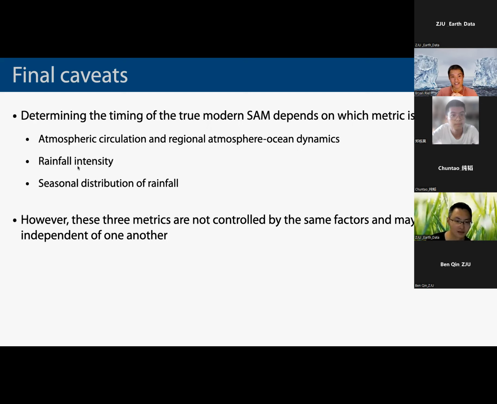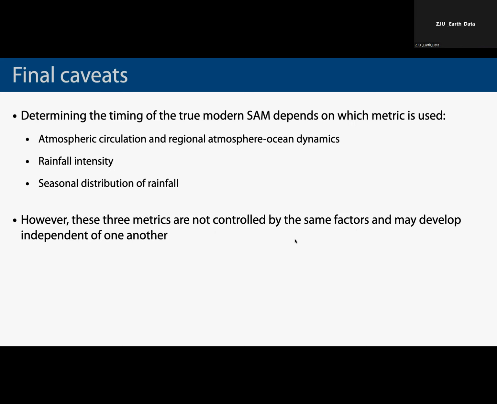But then if you look at the seasonal distribution of rainfall, that would also suggest the Himalaya-Tibetan Plateau is the key driver. So these three metrics are not controlled by the same factors, and they may develop independent of one another. So I think the main conclusion here is that you have to look at all the different forms of evidence, particularly ones that you can perturb in a controlled setting like a simulation, and then try to reconcile that with some of the observations from all the other different monsoon proxies. So that is it, and we can start discussing this now.